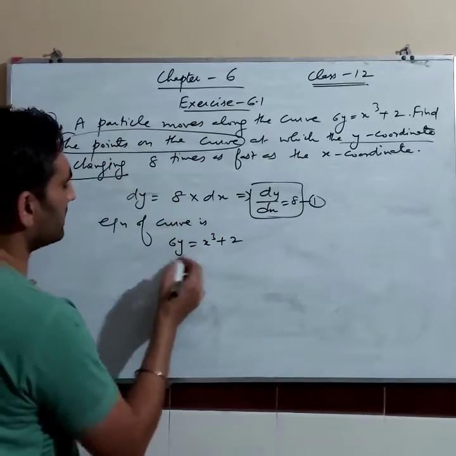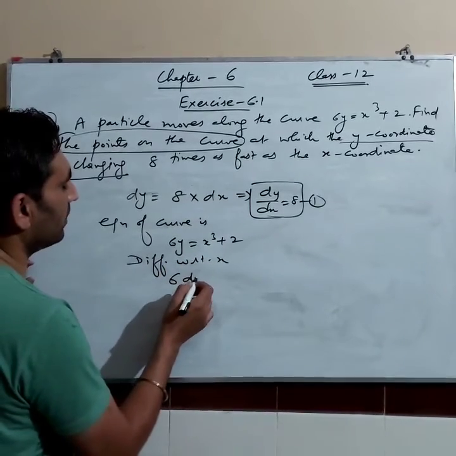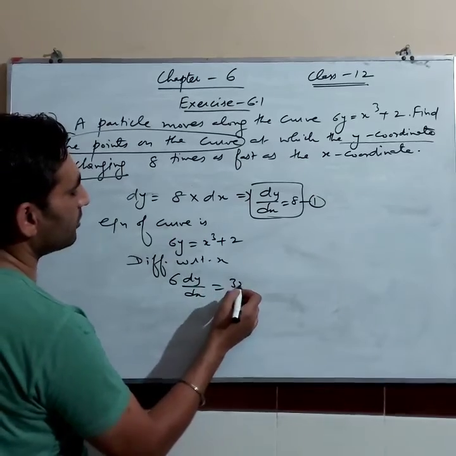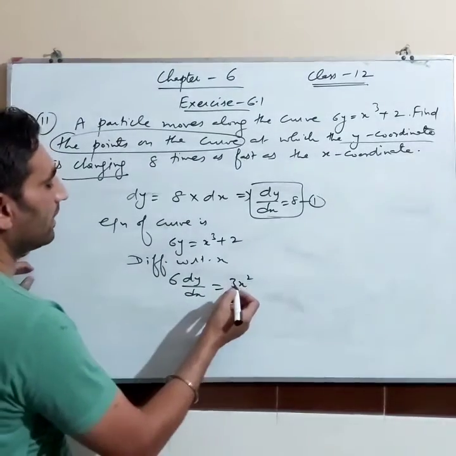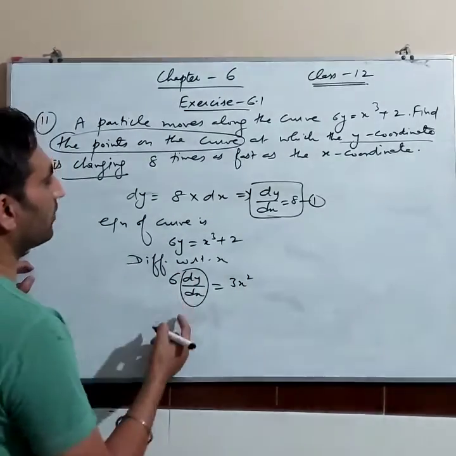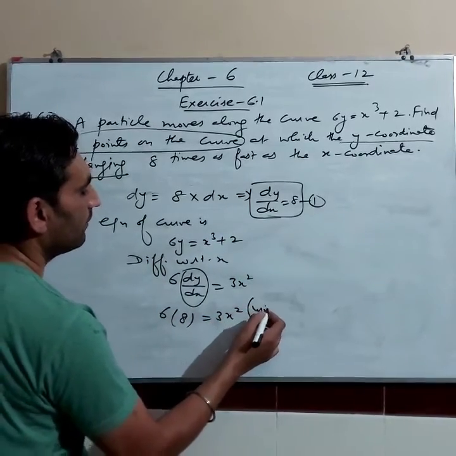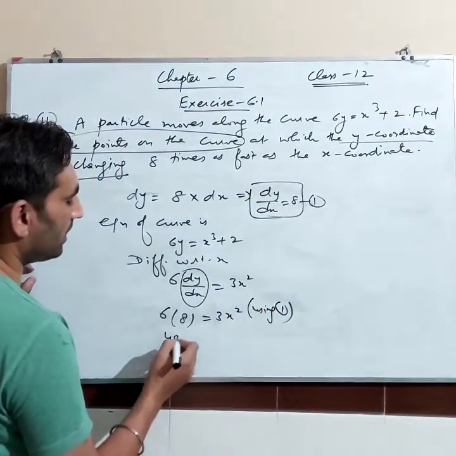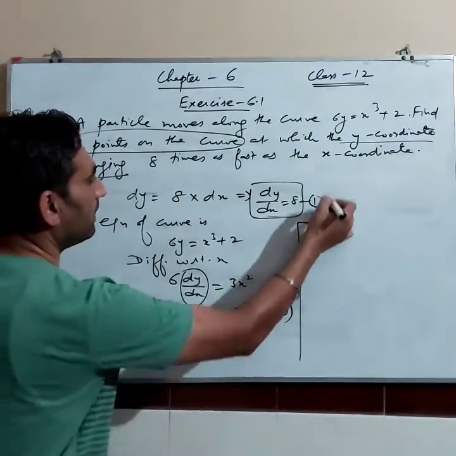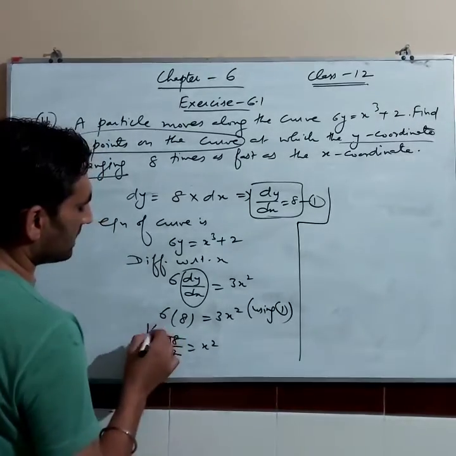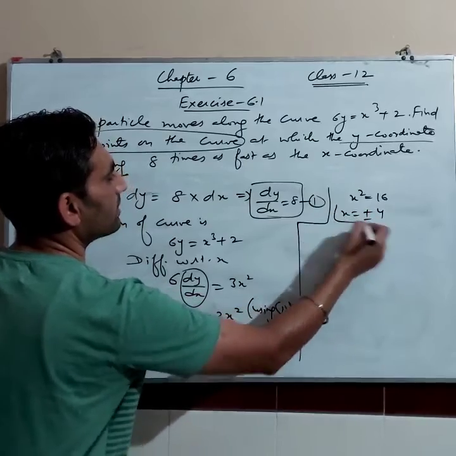So we will find the first derivative. Write, differentiating with respect to x, it will be 6 into dy over dx equal to the derivative of x cube, 3x square, and the derivative of the constant is 0. First of all, write the value of dy over dx from 1: 6 into 8 equal to 3x square. We used equation 1 here. It will be 48. Shifting 3 to this side, 16 equal to x square. Now x square equal to 16, or x equal to plus minus square root of 16, which is 4.